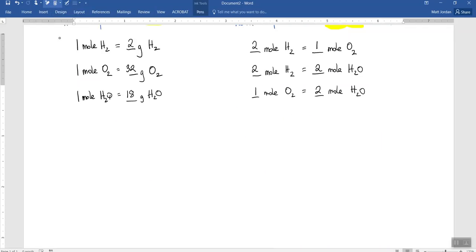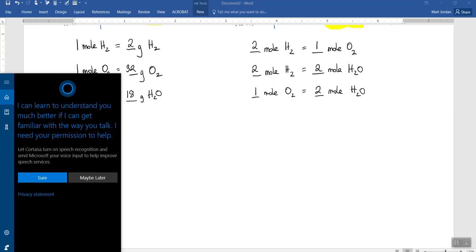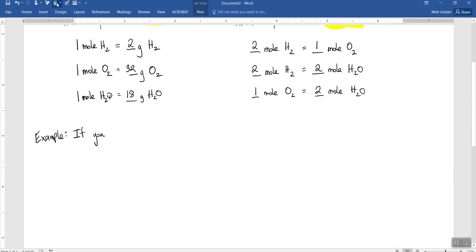Here's the example problem that we're going to do. What if you had 14.70 grams of hydrogen? How many grams of oxygen will also react?